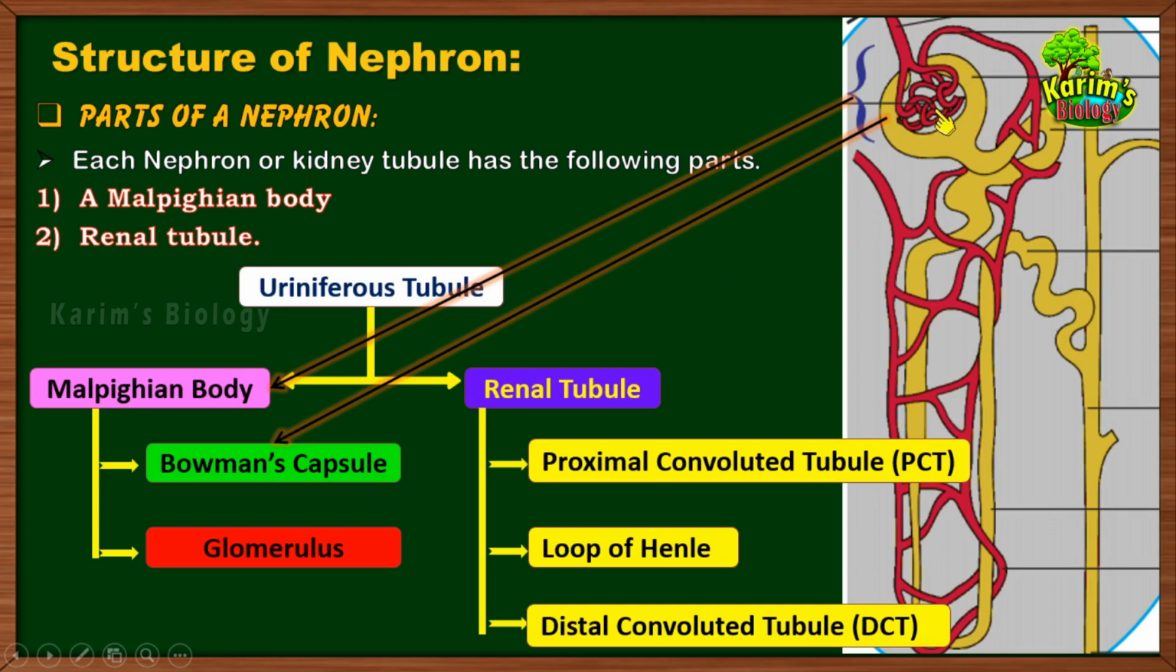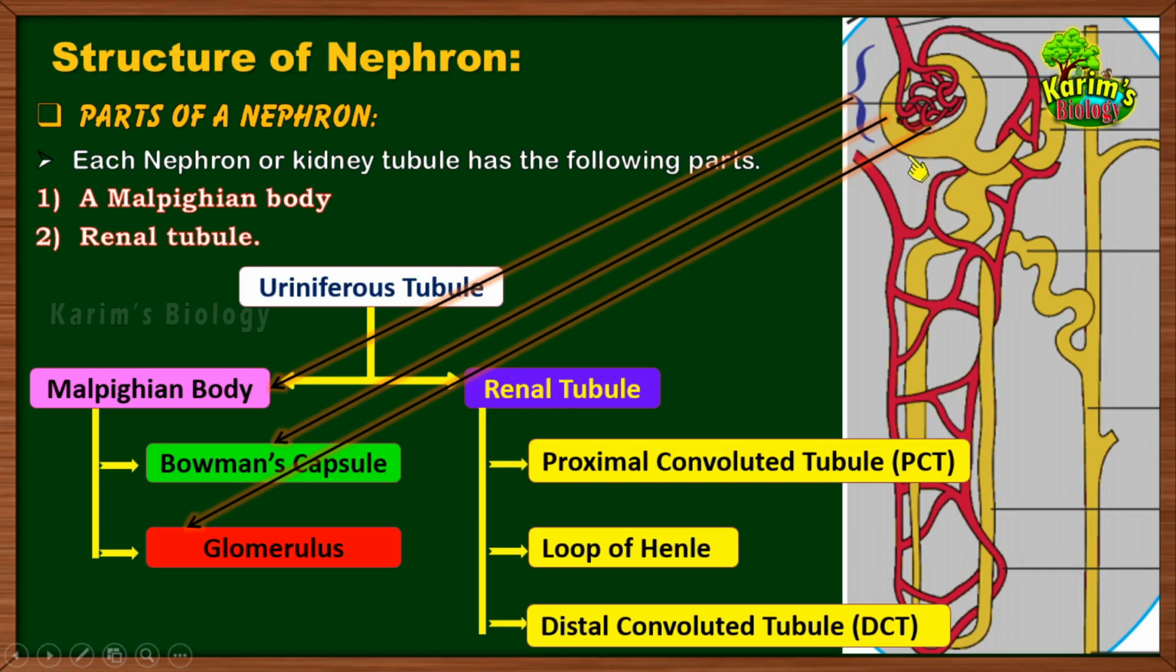And what is glomerulus? Can you see this tuft of blood capillaries here within this Bowman's capsule? This inside part of the cup of this Bowman's capsule is having some highly branched or profusely branched interwoven capillaries. This network of capillaries is called glomerulus. We will be discussing each and everything. And now come to the next part of the uriniferous tubule called renal tubule.